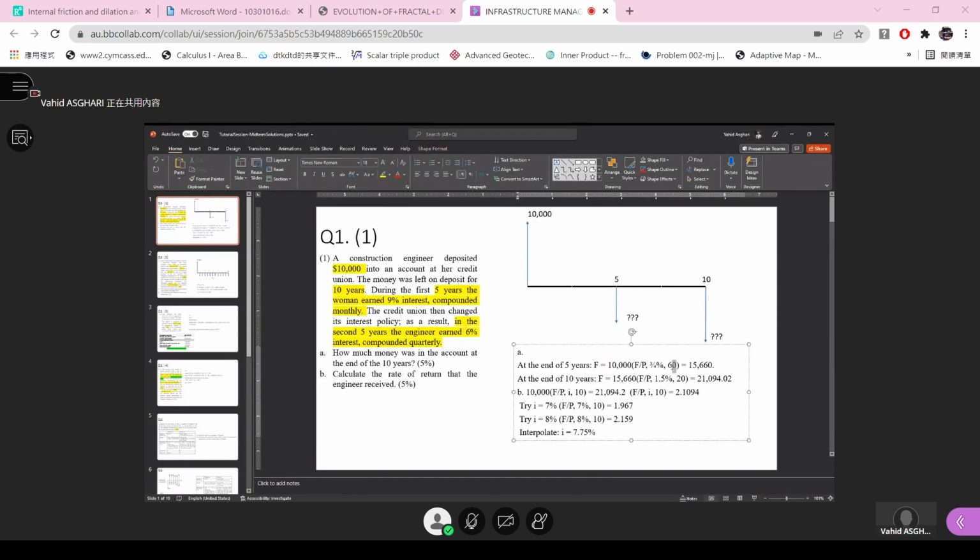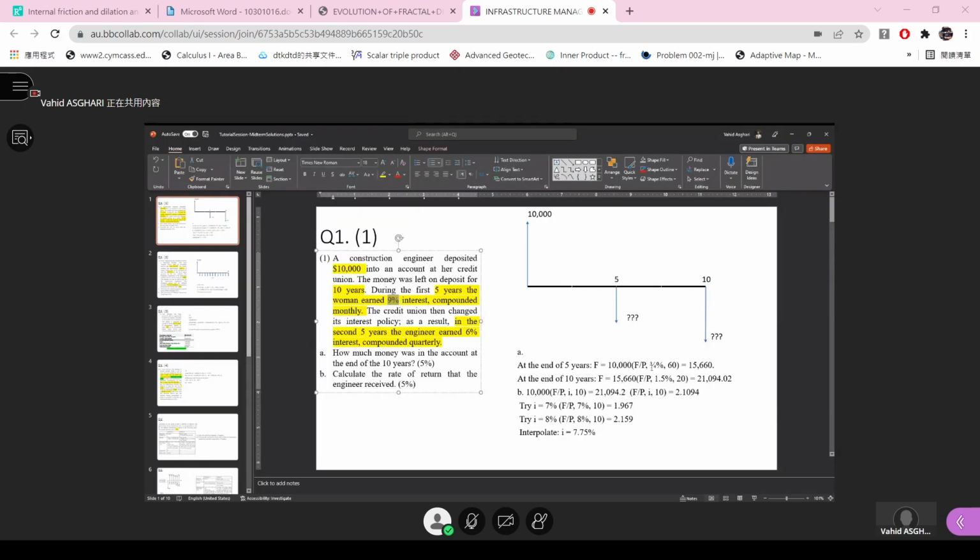So why 60? Because it was 5 years and it was compounded monthly. 5 times 12 will be equal to 60. And why 0.75%? Because it was assumed that 9% is an annual interest rate, so it will be three-fourths of a percent per month.